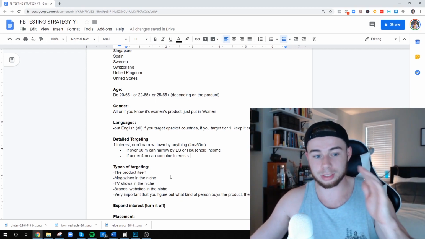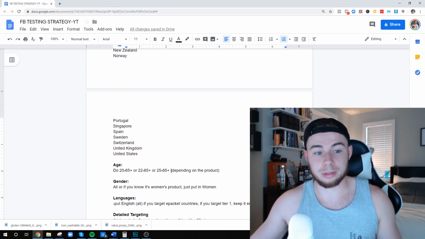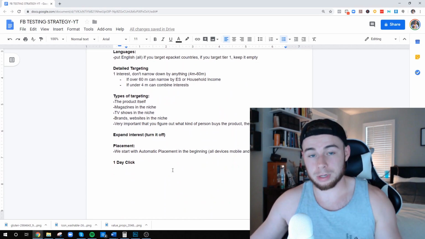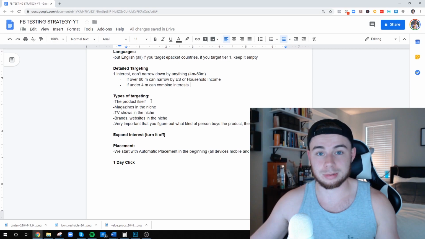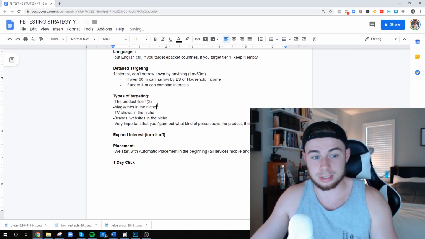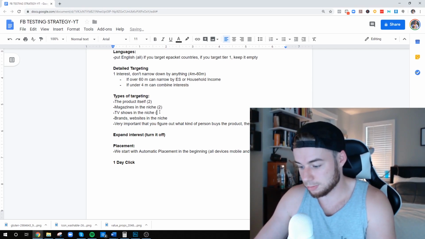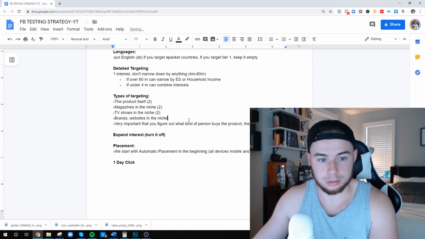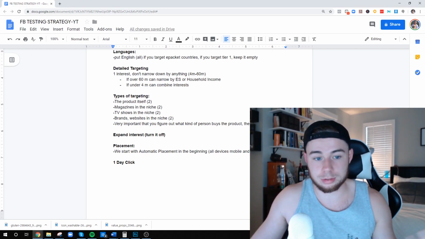So if you're launching using this strategy, you're going to be launching 8 to 10 different ad sets in one campaign. So that means 8 to 10 different audiences, which means you can basically select 2 of these. You're going to do 2 of the product itself, 2 magazines, 2 TV shows, and then 2 brands or companies. And then you can do 2 random ones. So you can do 2 outliers, right?